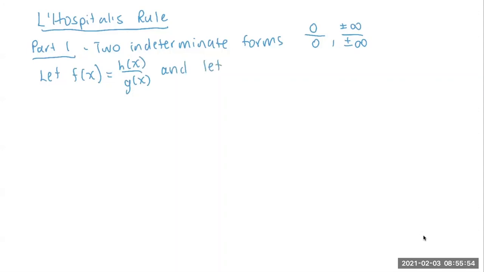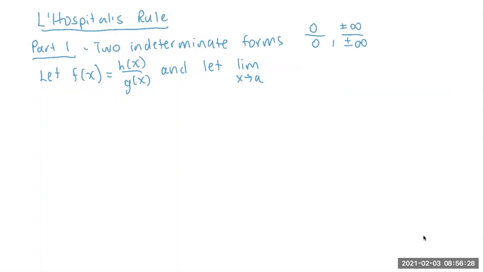This is the part where you're doing your initial plug-in, direct substitution, and let's say you were asked to find the limit as x approaches a of f of x. Ask yourself what you would do. You would plug a into the top function and then a into the bottom function, so h of a and g of a. That's your direct substitution part. In doing so, you discover that you get an indeterminate form, 0 over 0.